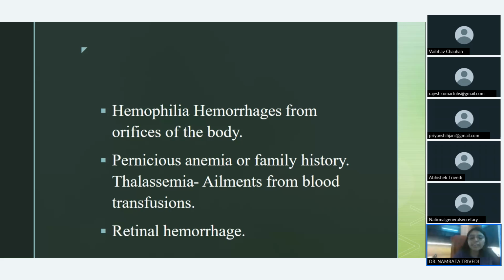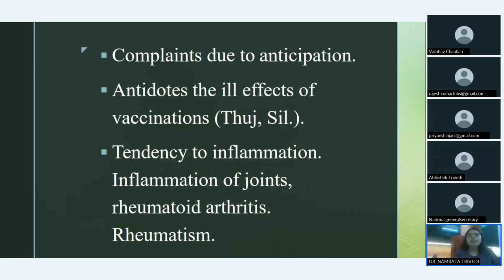Carcinosin can also be used in cases of thalassemia, and in ailments from blood transfusion. You can see many thalassemia patients having regular blood transfusions. If a patient having blood transfusions due to thalassemia has side effects like chronic exhaustion, fatigue, keloid or eczema developing after the transfusion, we can give carcinosin to those patients. Carcinosin can also be given in retinal hemorrhage, and in complaints due to anticipatory anxiety and stage fear.